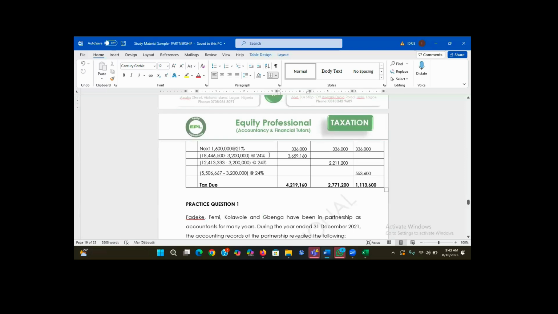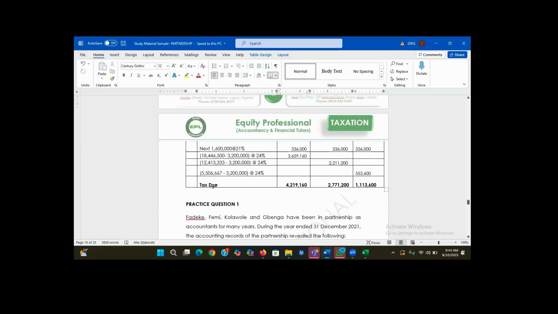Do you understand? Yes, sir. Likewise for Sheyi, 12,413,333. You remove 3.2 million. The balance will be at 24%. Likewise for the other man, Akpan, 5,506,667. If you remove 3.2 million, the balance will be at what percentage? 24%. 553,600.